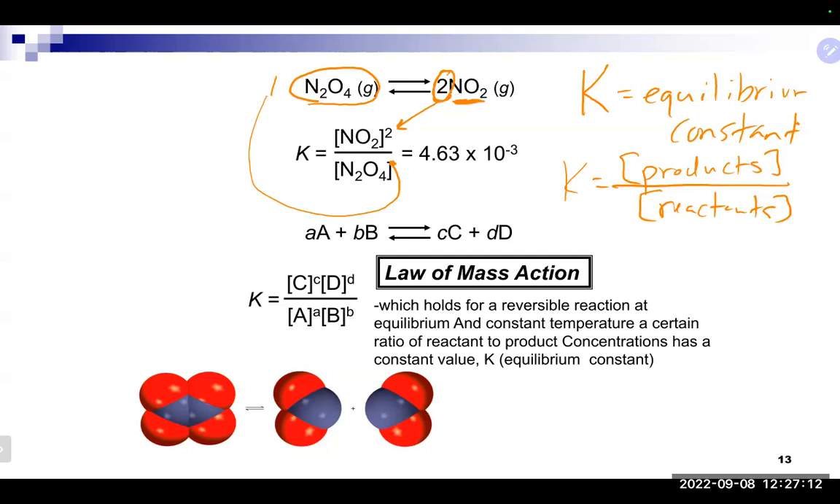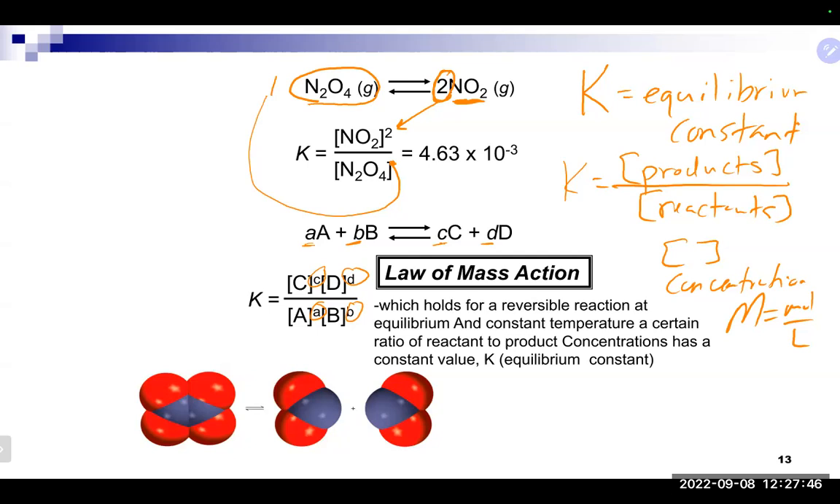In general, we write an equilibrium constant by taking the concentration of our products over the reactants. We do use the coefficients as the exponents. Once again, the little bracket means concentration. And for the most part, it is molarity that we deal with here, which is our moles per liter.